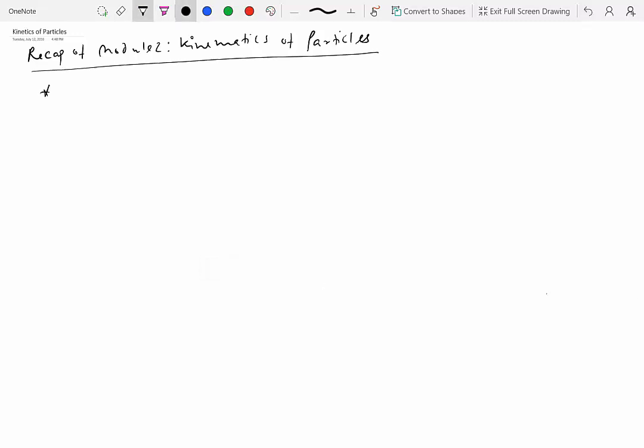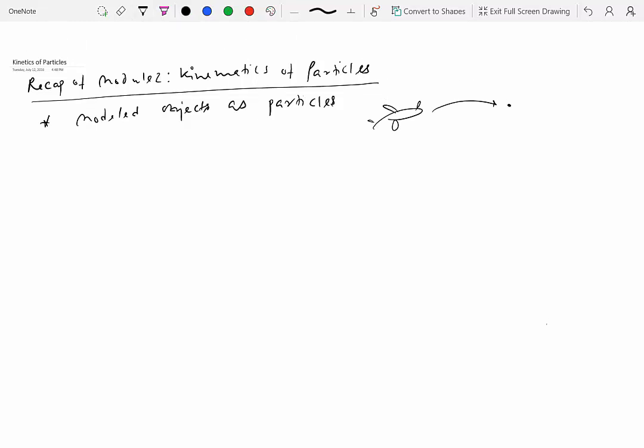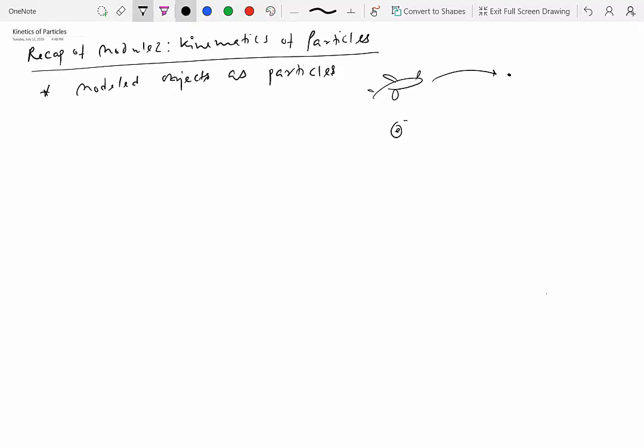The number one thing that we did in the previous module was we modeled objects as particles. Things as large as aircraft could be treated as particles. Things as small as electrons could also be treated as particles. Basically, what we said was that all their mass was concentrated at a single point.